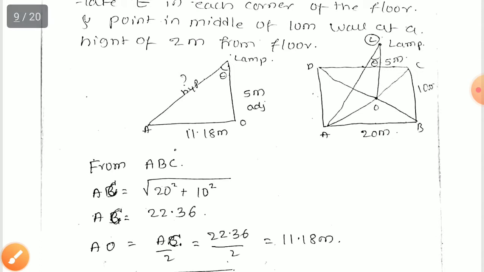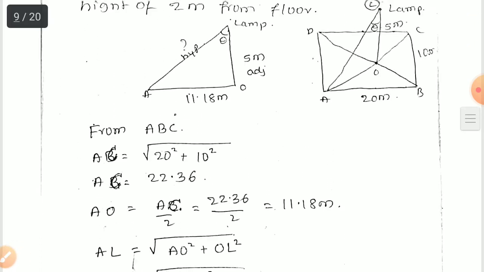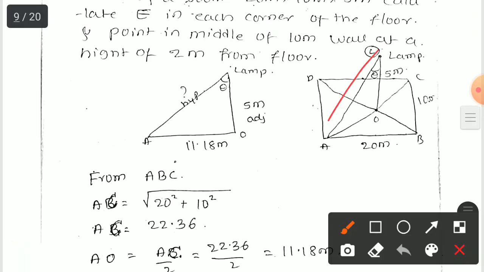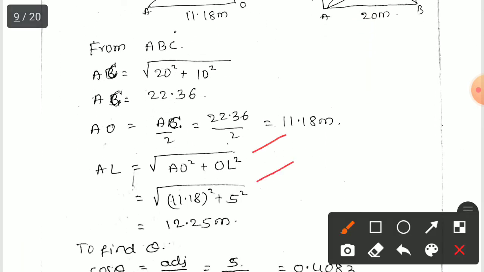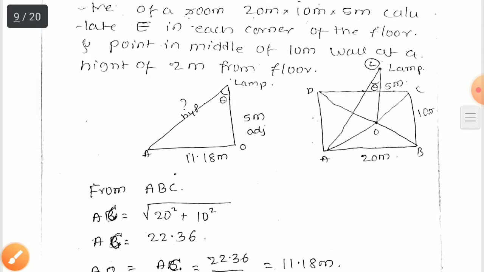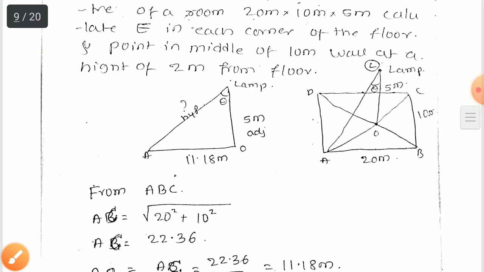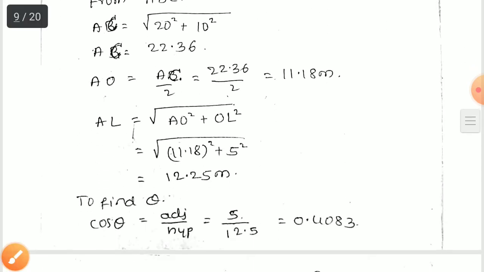AL, how to find it? Same once again using the Pythagoras theorem. So AL you have to calculate. So it is once again the square root of AO square plus OL square. You substitute all the parameters and you will get AL as 12.25 meters. AL is nothing but from here to here. Now AL is known, so now to find theta.